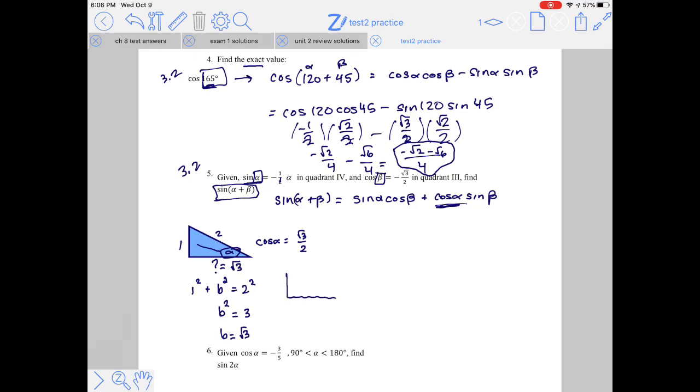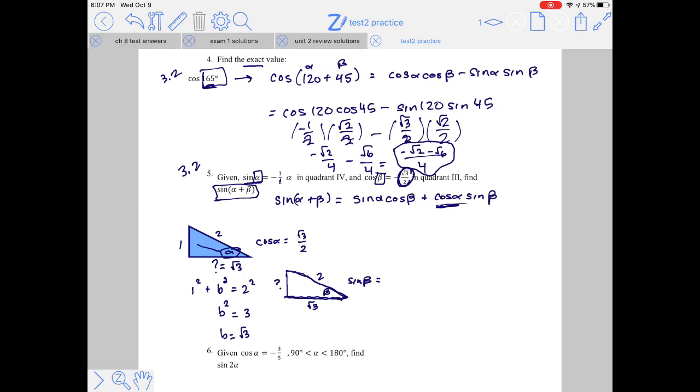Now we need another triangle for the beta angle. It needs to be a right triangle. There we go. We can put angle beta there. Now it's telling me the cosine of beta is root 3 over 2. And if you remember, cosine is adjacent over hypotenuse. I'm looking at this ratio right here. So the adjacent length would be square root of 3, and the hypotenuse would be 2. Now I've got to find the opposite side, because I need to find out what sine beta equals. It should be 1.